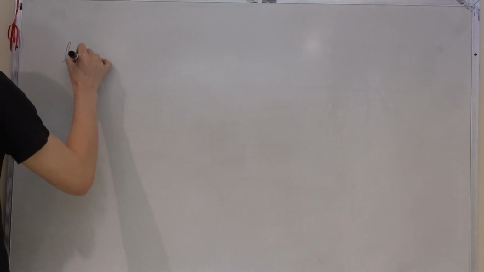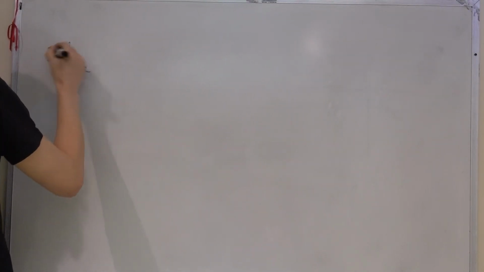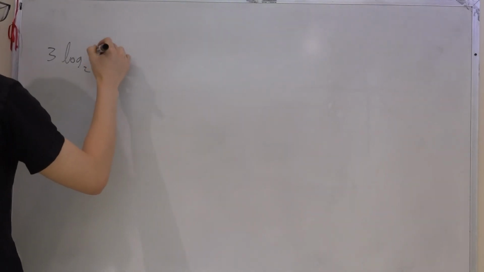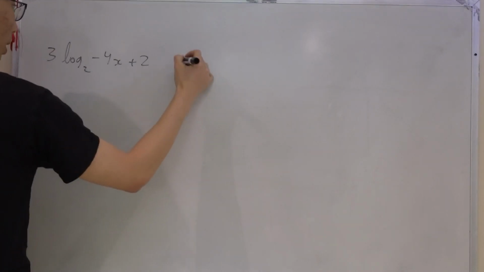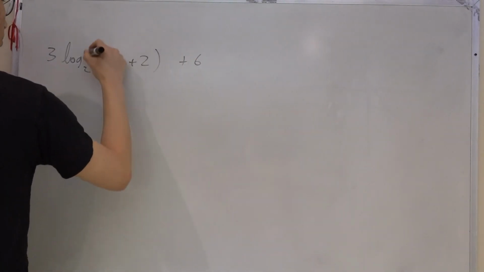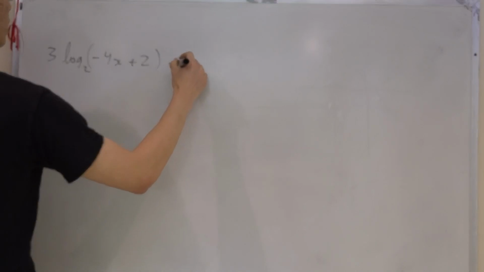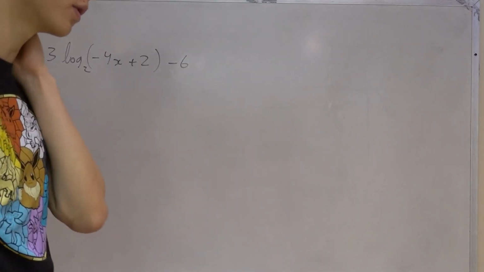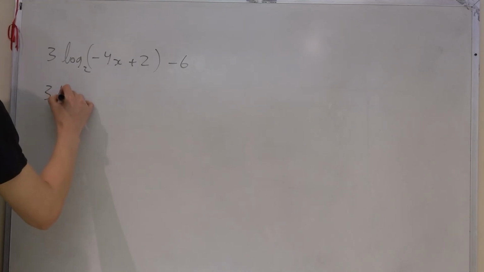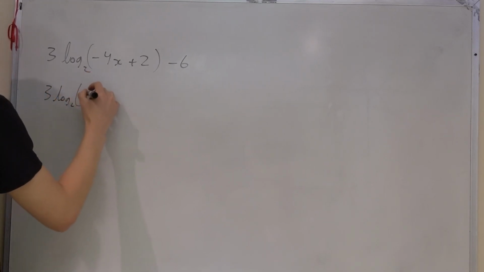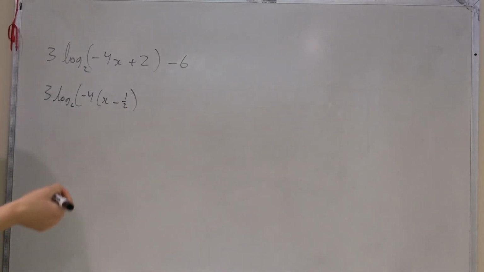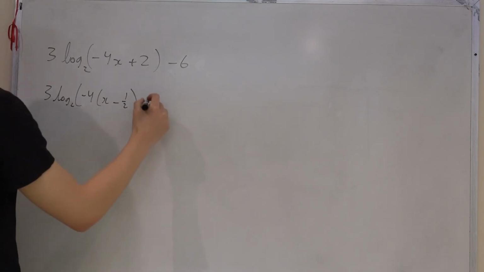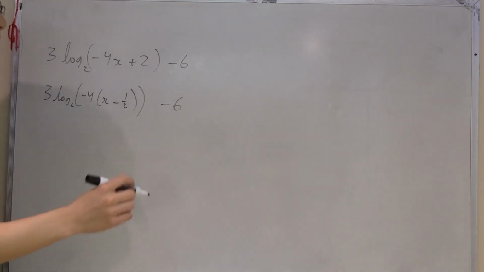So let's do log base 2. Let's do 3 log base 2 of -4x plus 2, plus 6. Let's do minus 6. Right? So first thing again, you want to convert it to your standard form, which means factoring out the -4. x minus 1/2, and that's because -4 times -1/2 is equal to 2. Then, once you've done that, you can start graphing.